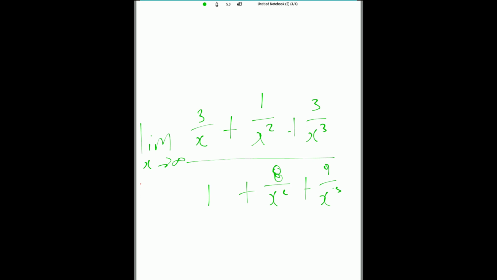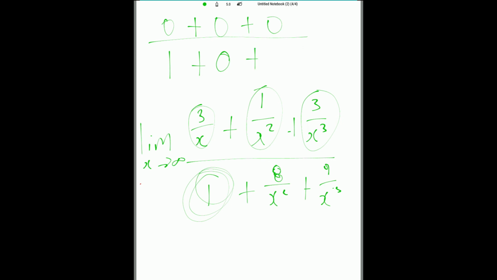So we're going to say, okay, 3 over infinity would give me what? 0. 1 over infinity squared would give me what? 0. 3 over infinity cubed would give me what? 0. All of those are approaching 0, right? What about the denominator? 1 is a constant, and as such, it's approaching itself. 8 over x squared, what's that? That is approaching 0 as x approaches infinity. And what about this term? Again, 0. So what does that leave us with? That leaves us with 0 over 1.